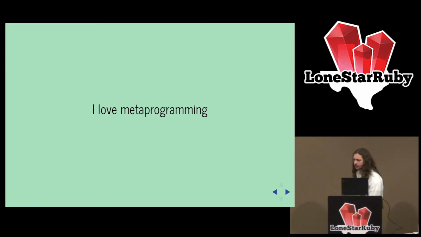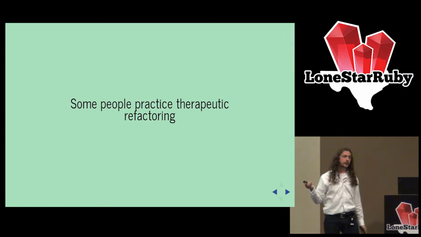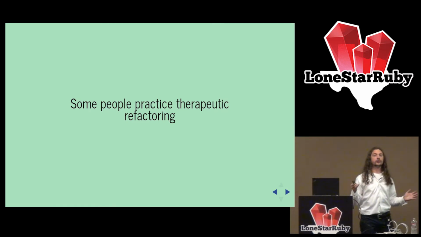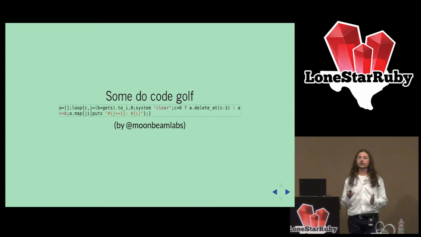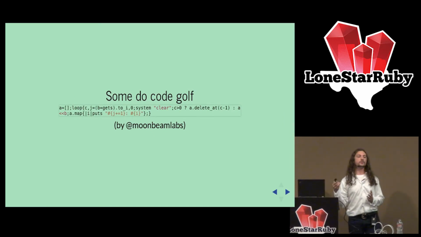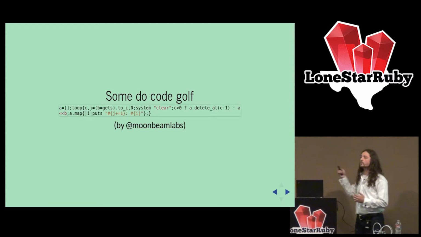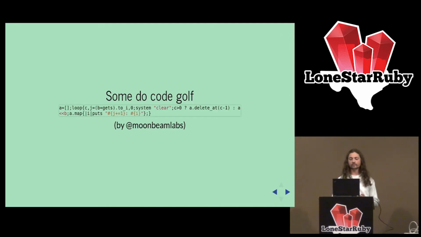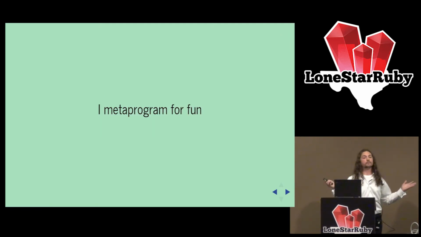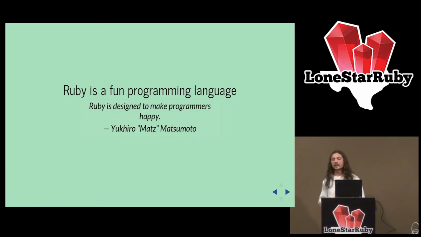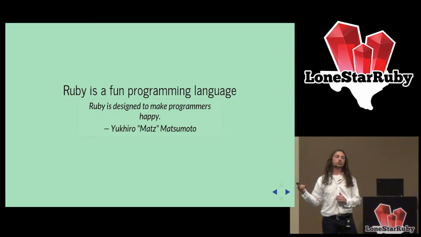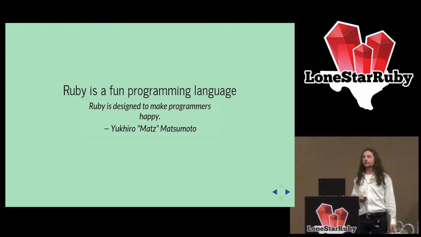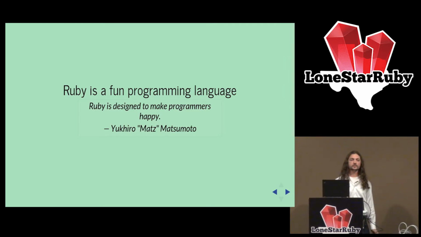Different programmers find different things fun. Katrina talks about therapeutic refactoring just for the sheer pleasure of it. Some programmers enjoy code golf, reducing a program to the smallest possible number of characters. This, believe it or not, is a to-do list application in 140 characters. I metaprogram for fun. And if you're gonna metaprogram for fun, Ruby is a pretty cool language to do it in. After all, it is a language that was created to increase developer happiness. And it's got some nice features for metaprogramming.